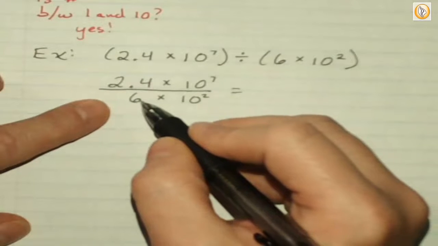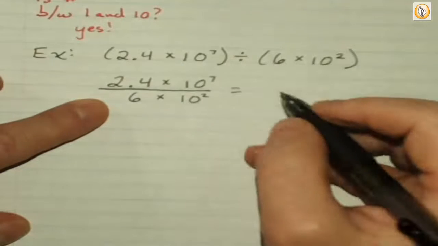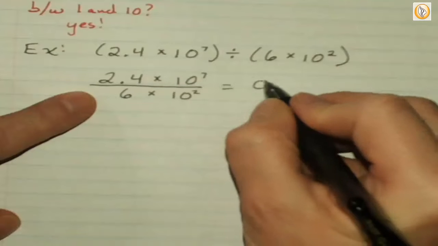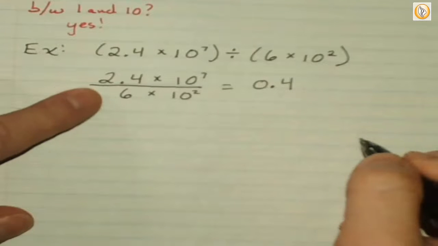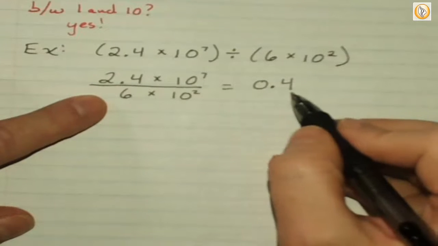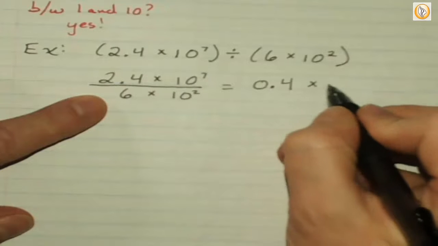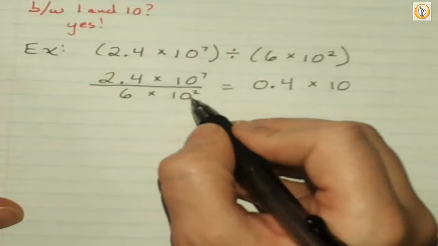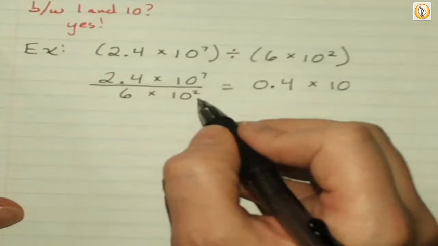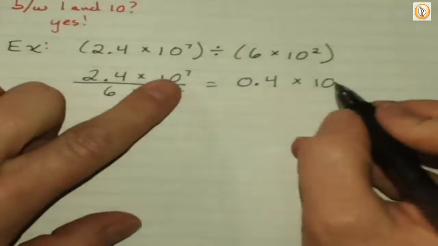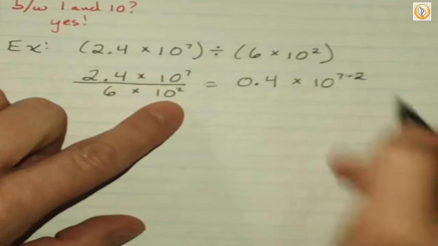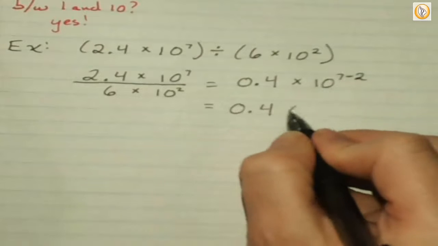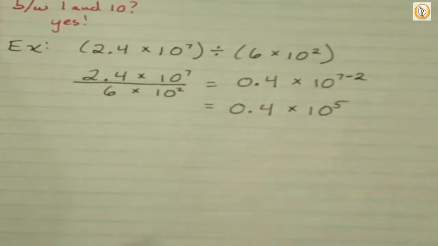2.4 divided by 6. I'm going to save you, Gabby. That's right, 0.4. Good job. 2.4 divided by 6 is 0.4. Now, raise your hand if you remember the rules. If the bases are the same and we're dividing, what do we do to the exponents? You subtract. That's right. So it's 7 minus 2, which gives me 0.4 times 10 to the 5th power.